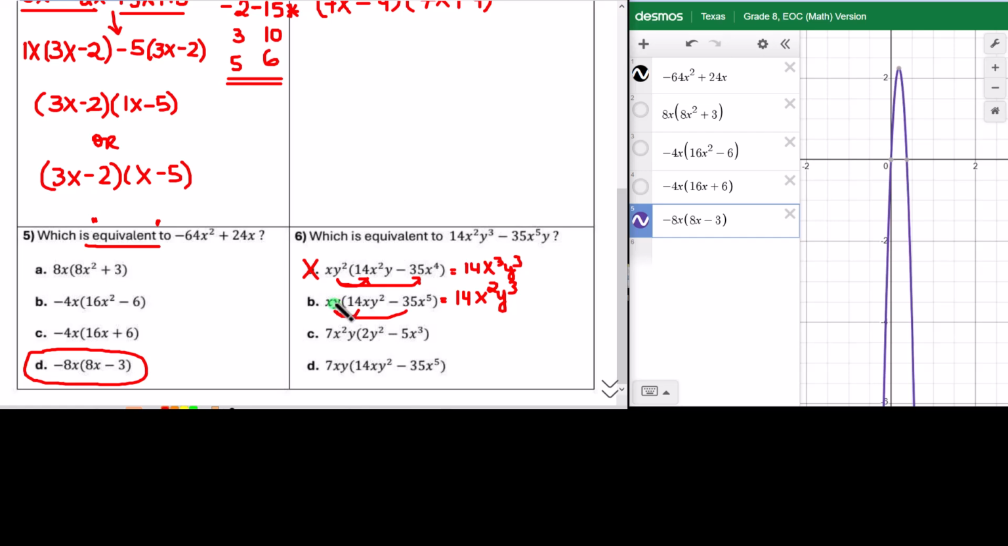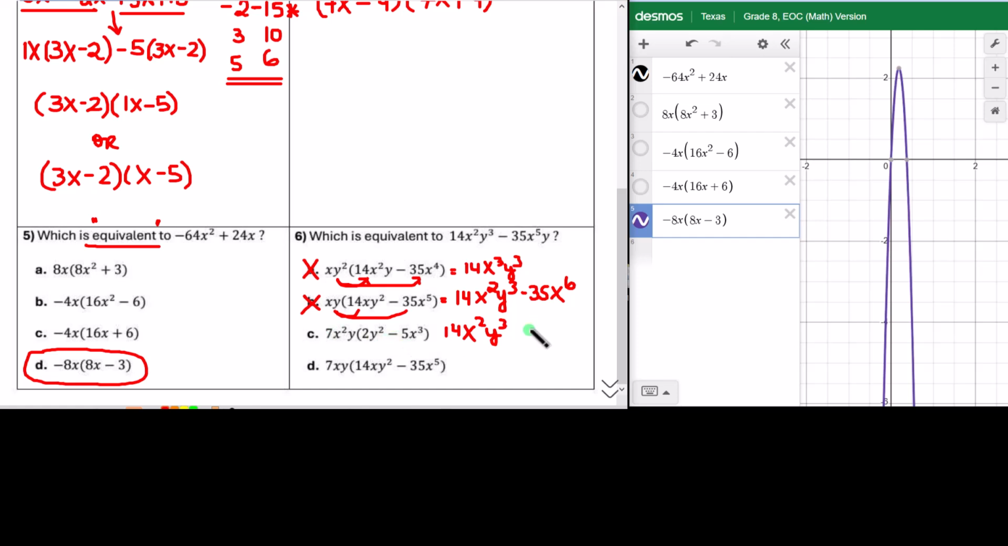But let's continue. Then I have negative 35. And then I have x times x to the fifth, which is going to give me x to the sixth. And I know that it's already wrong because it's supposed to have x to the fifth. So I'm going to cancel that one. The next one I have 7 times 2, which is 14. I have x squared times no x here, so that means I have x squared. And then I have y times y squared, which is y to the third. So things are looking good because I have a match right there, but let's continue.